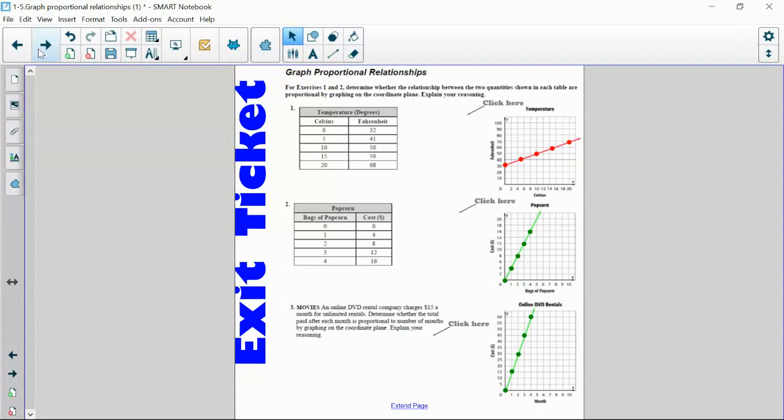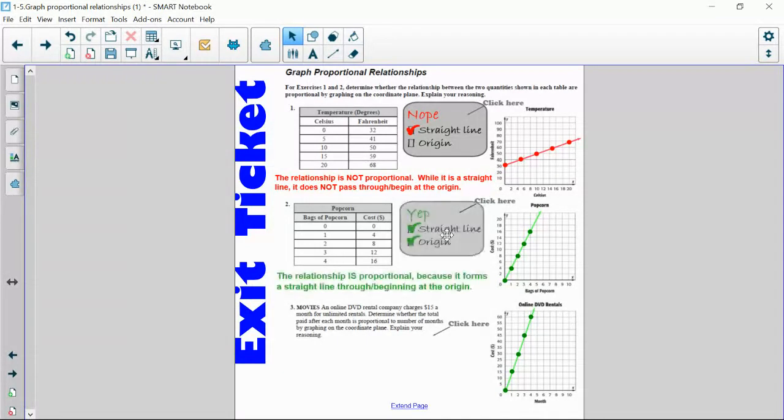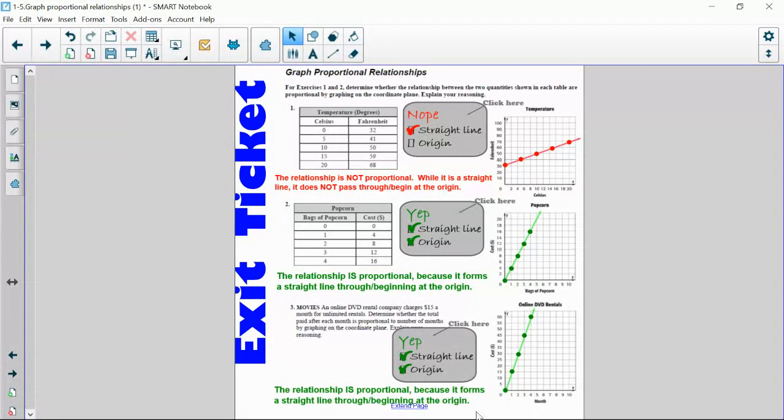You had an exit ticket yesterday. Our first one was not proportional. It had the straight line criteria, but did not go through our origin. So we say the relationship is not proportional. While it is straight, it does not pass through the origin. Number 2 had both things, so yes, it was proportional because it forms a straight line and begins at the origin. Number 3, again, met both criteria.